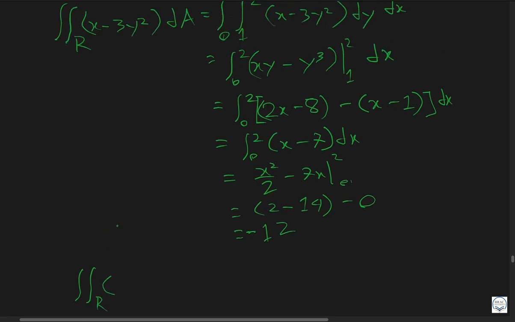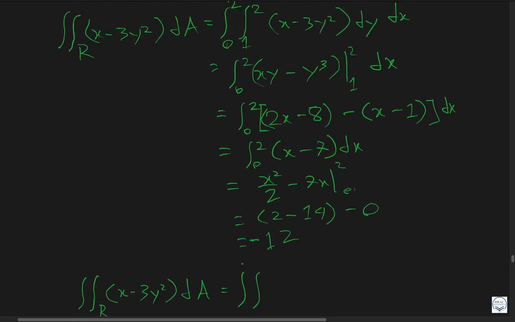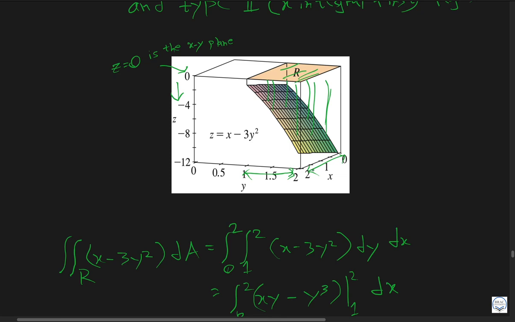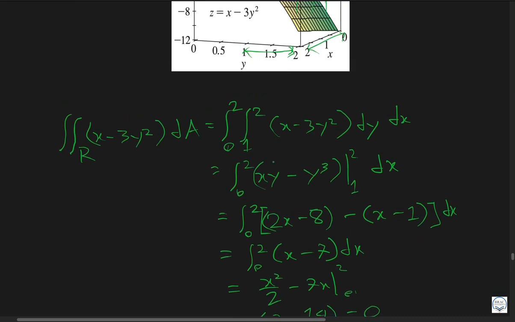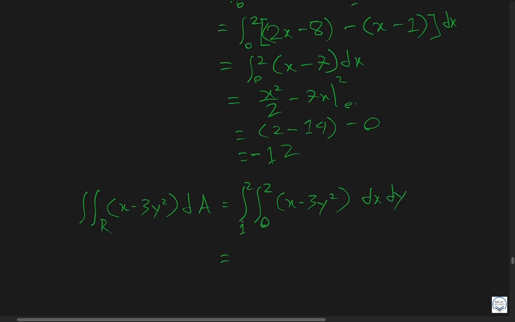Now let's do the same problem using type 2 regions. x minus 3y squared dA. So our x limits, we'll do the x integral first as it's type 2 integration, from 0 to 2. The y limits are from 1 to 2. You write down the function. And we do the x integral first, then the y integral.